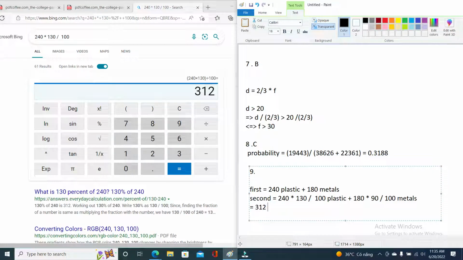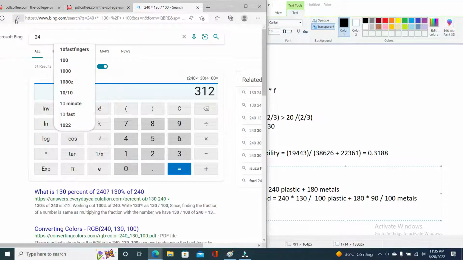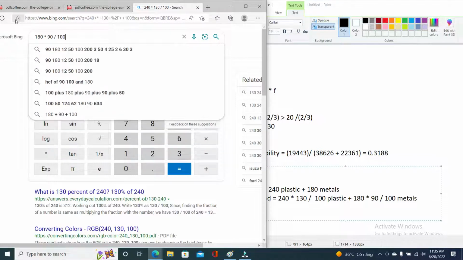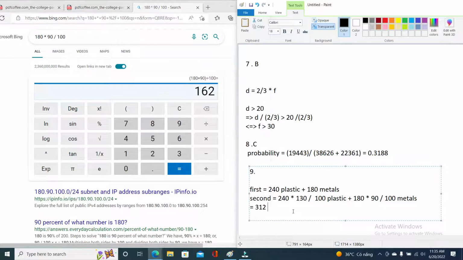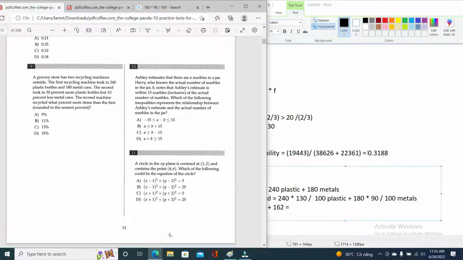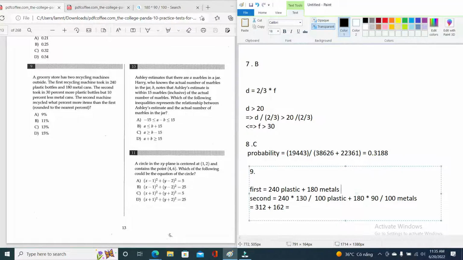312 and 162. So this is a total of 474, and the first total is 420. Wow, that's a nice number, 420. Amazing.